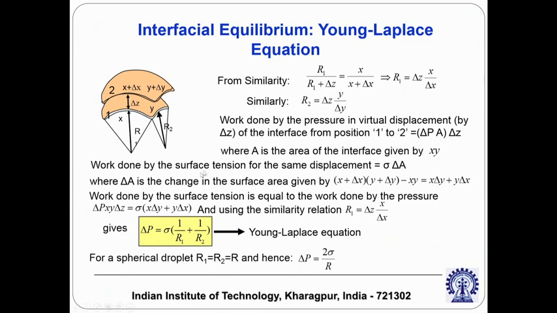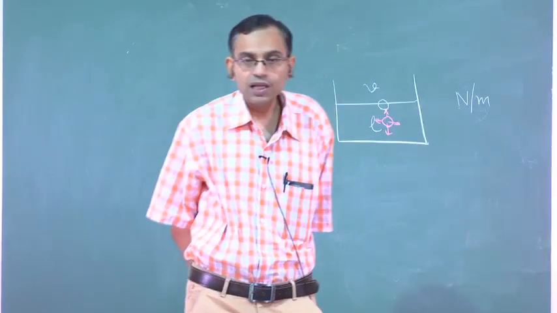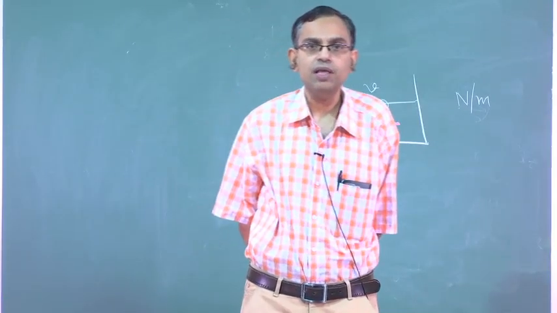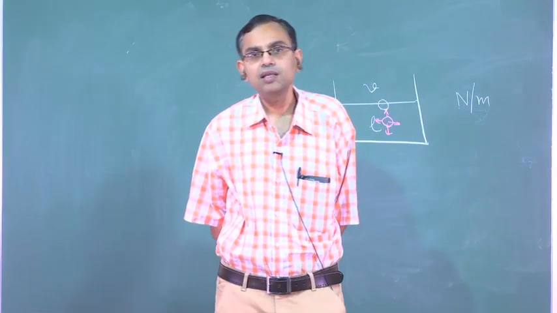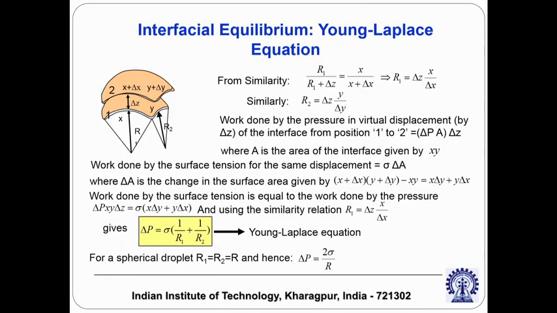So, here in this equation, if you divide it by x y delta z and then use this expression of r1 and r2, you will simply get delta p is equal to sigma into (1 by r1 plus 1 by r2), where sigma is the surface tension coefficient. So, what does this equation relate to? This is a very famous equation, and in elementary physics most of you have studied it. This is called the Young-Laplace equation.